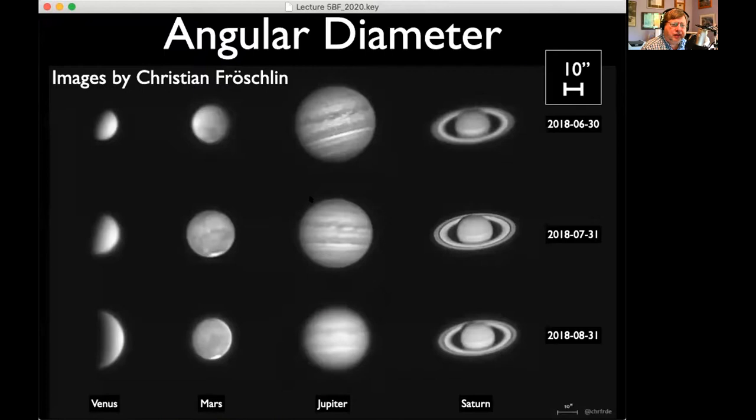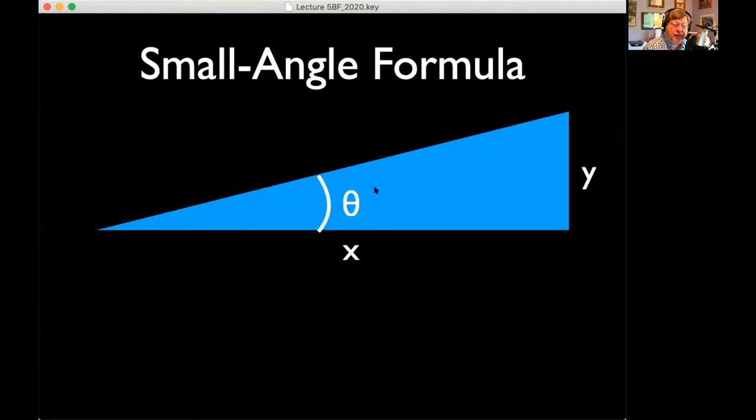So here are some examples. This is 10 arc seconds. And again, you couldn't see any of these visually. This would all be using telescopes. And you can see here, well, we'll go back in a second. To measure what the true size of this is, we use the small angle formula.